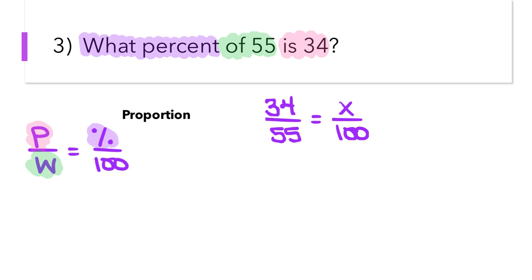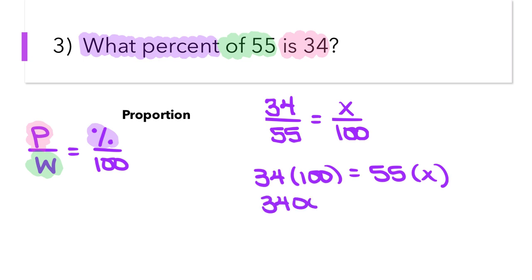Aaron, how do we cross multiply to find the answer, please? Or how did you cross multiply? I did 55 times 100. Unfortunately not. Cross multiply is going diagonally, so 34 times 100 and 55 times x. Okay, so you have 3,400 equals 55x. What did you do from there?